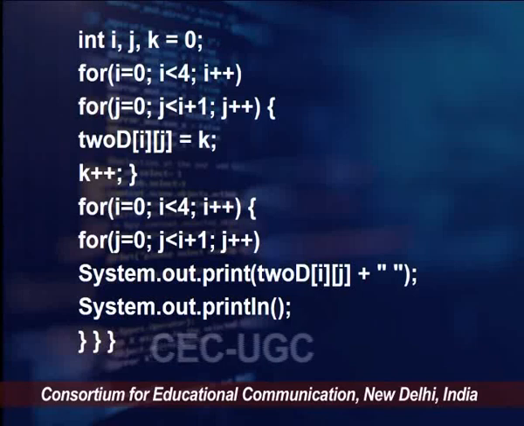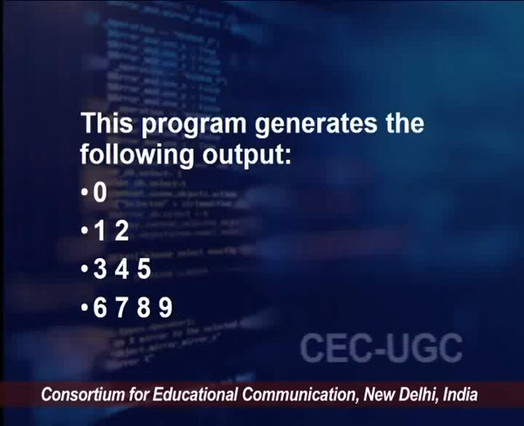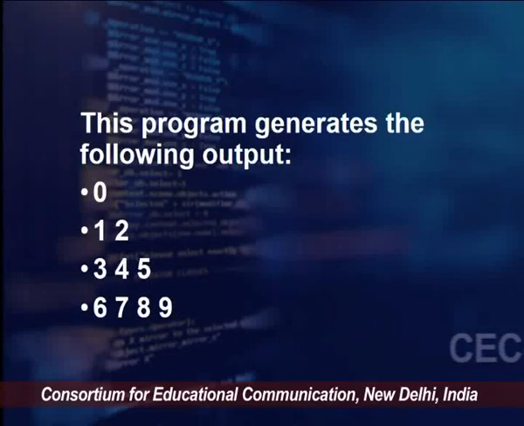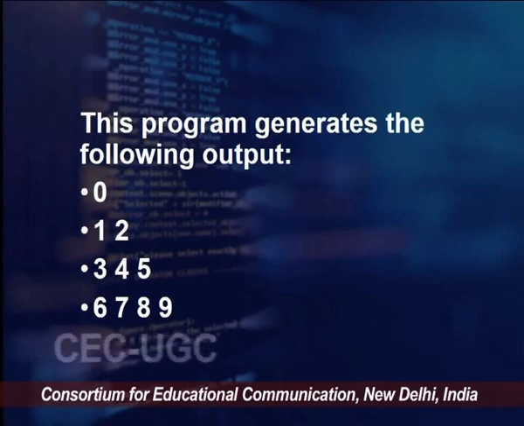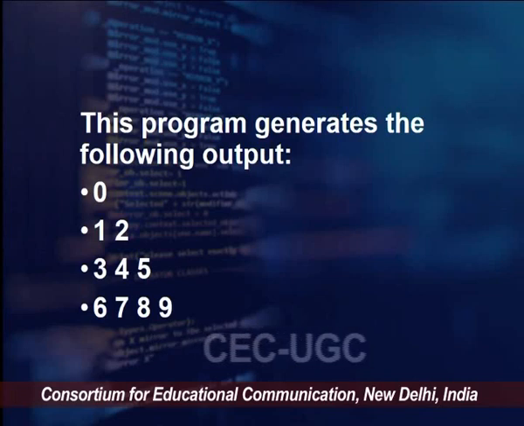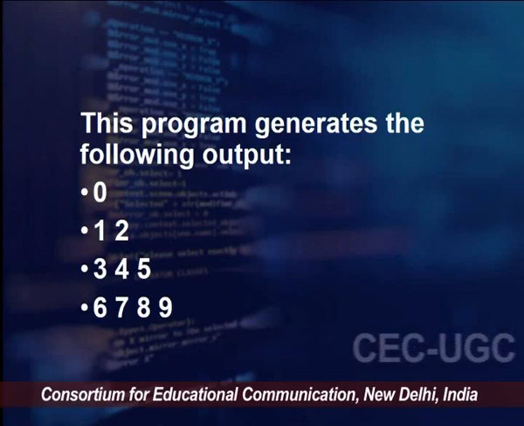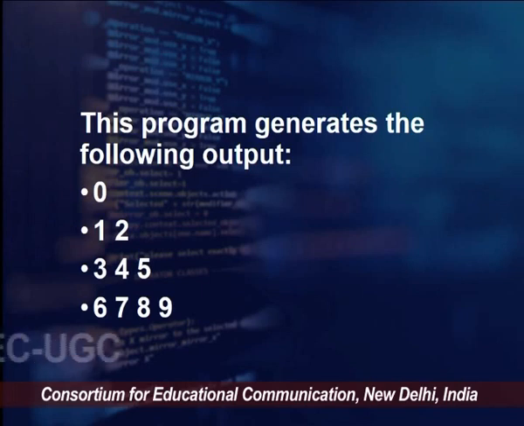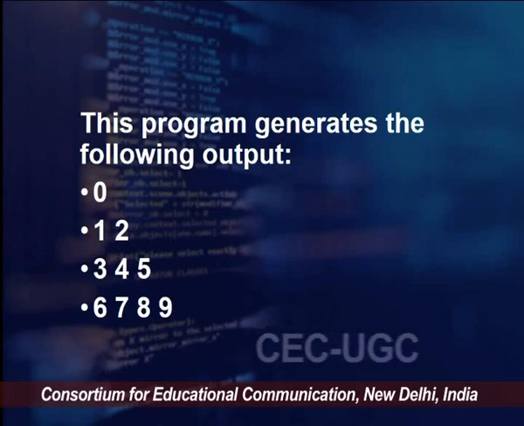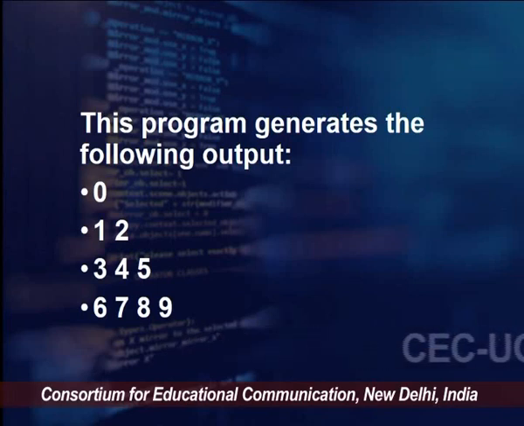So now the value of k is 1. So 1 and 2, the two elements, will be stored in the second row. Then 3, 4, 5 in the third row, and 6, 7, 8, 9 in the last row. So this will be the output generated by the previous code.